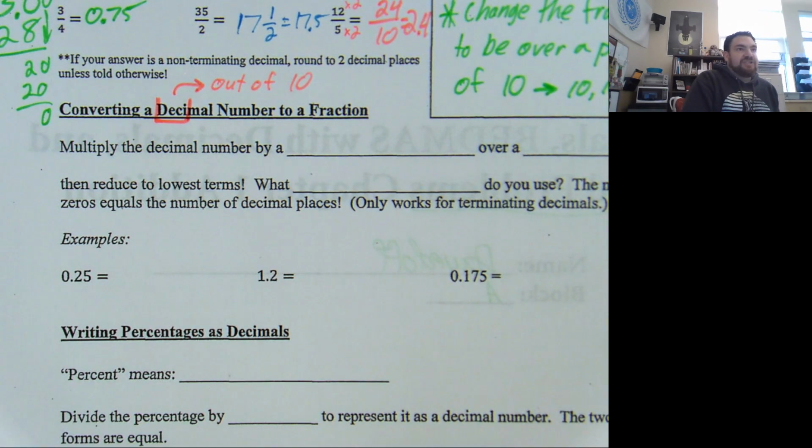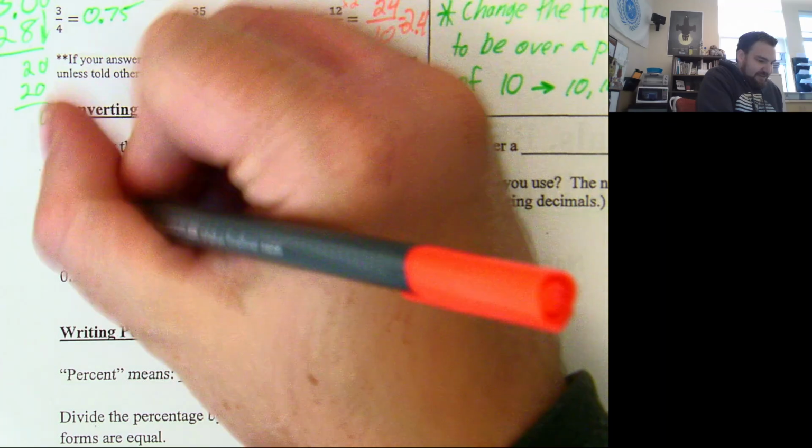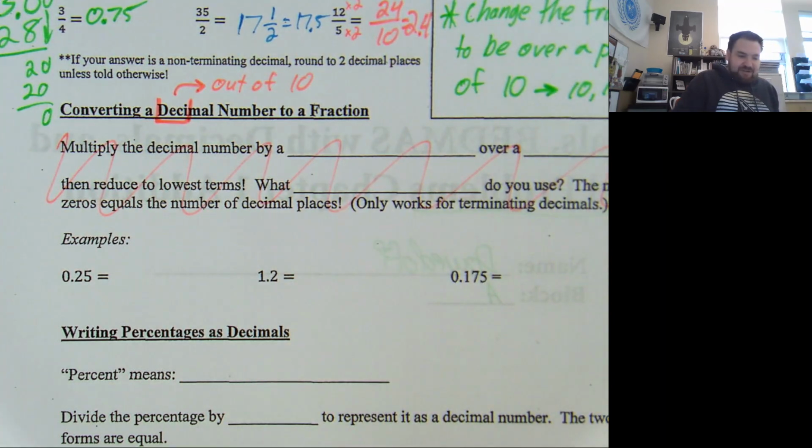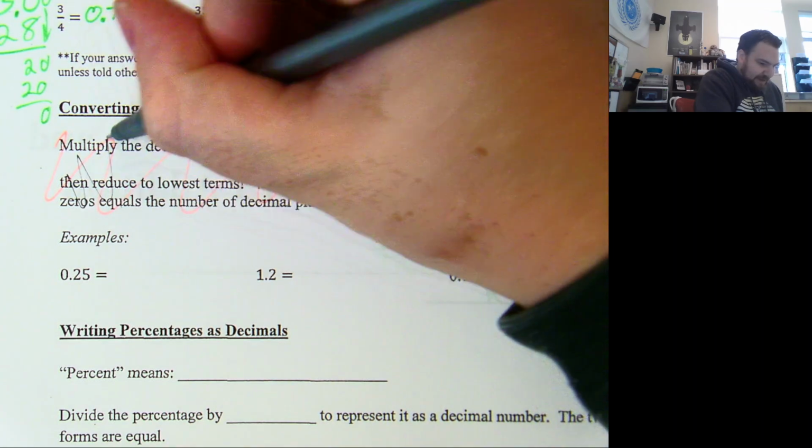So a decimal is just numbers that are out of powers of 10. It's either out of tens or hundreds or thousands or 10,000s, whatever place you've got. So we don't actually need to do any of this. Let's scribble this out. I don't like those instructions. We're going to get rid of the instructions. We're going to make our lives easier.